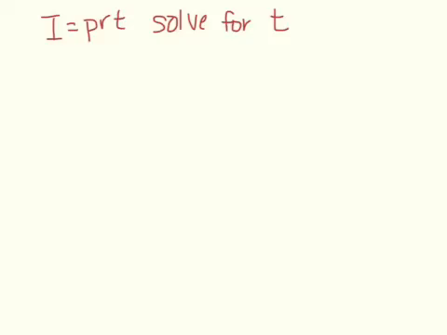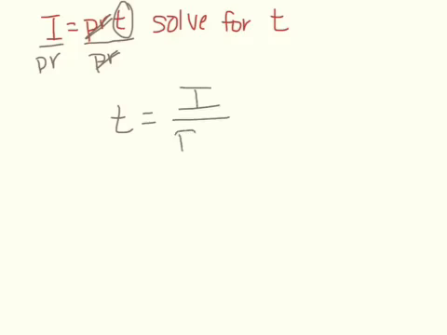I'm going to do a few examples of solving for little equations. So in this equation, I equals P times R times T, I'm going to solve for T. These three things are being multiplied. To get T by itself, I can divide by PR on both sides. When I do that, that cancels and I'm left with T. So T equals I over PR.